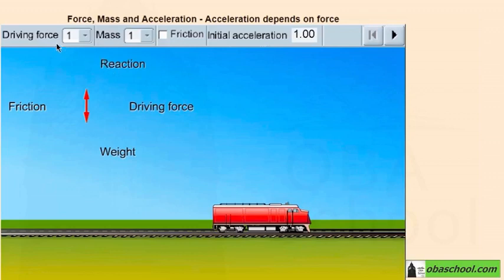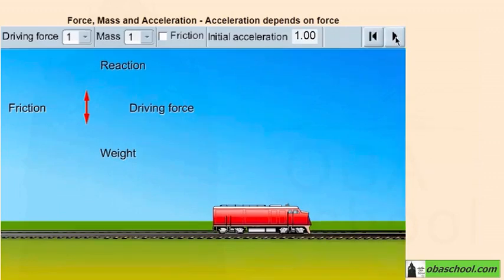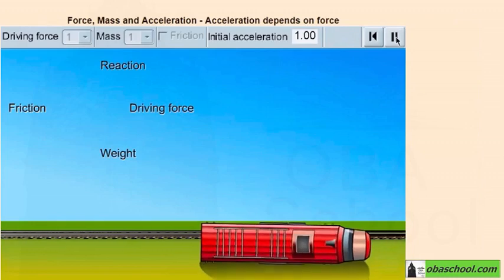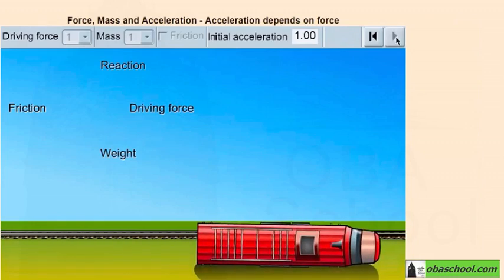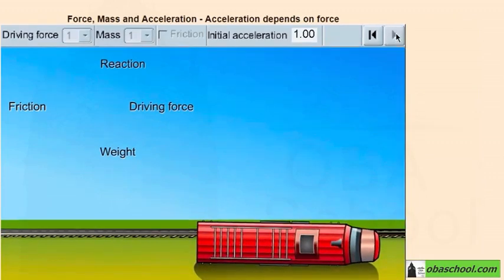Notice that the driving force, the mass, and the initial acceleration are set to 1. Now we will click play. The train accelerates until it falls off the rails. Now I will reset the simulation.